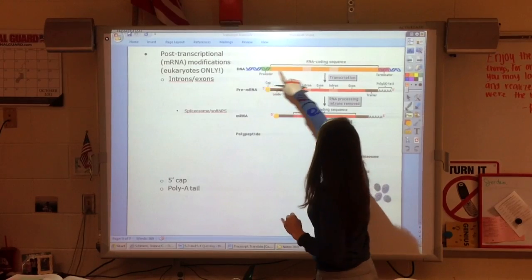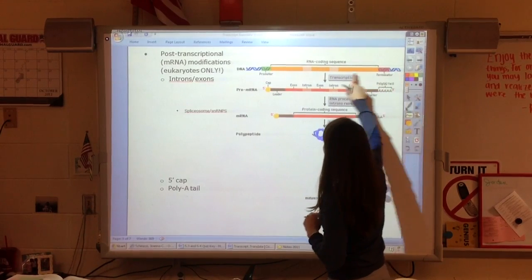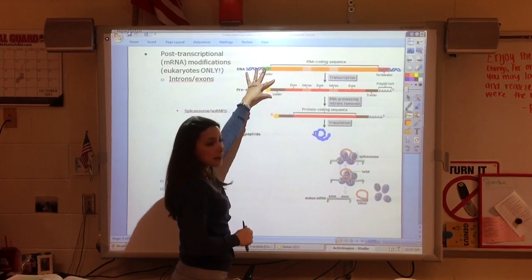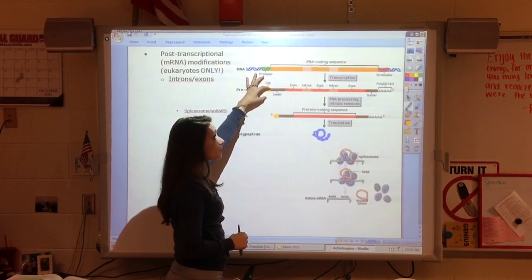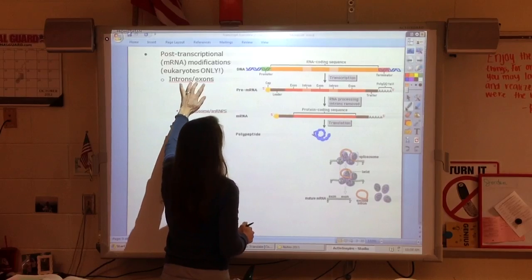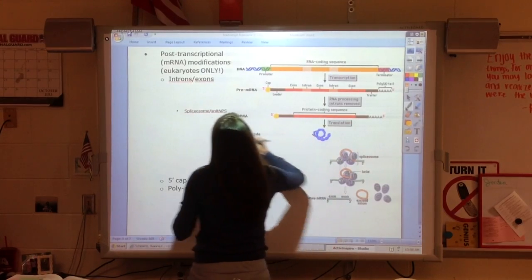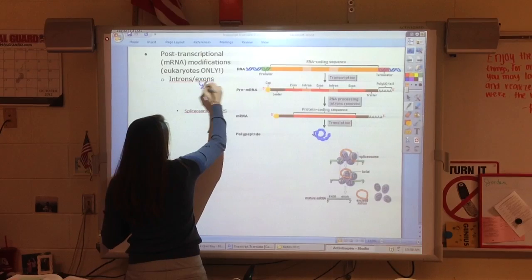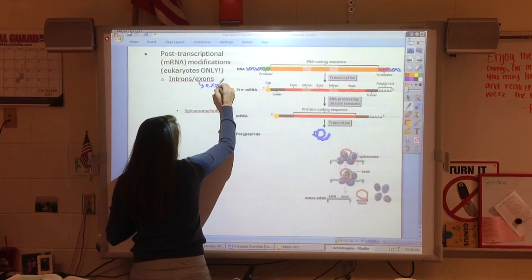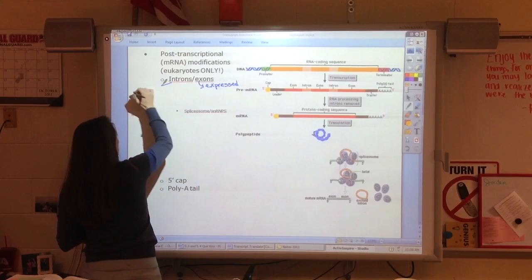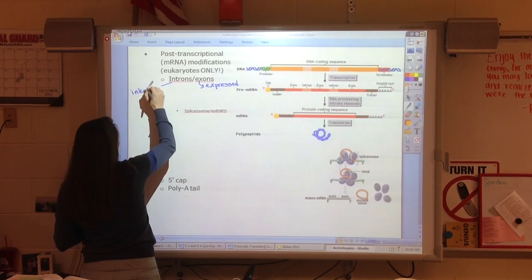So here's our architecture of our gene, and it turns out that the mRNA that we want needs to have some areas removed. And so we have these words introns and exons. What I want you to think of for exon is expressed. And what I want you to think of for introns is interfering.